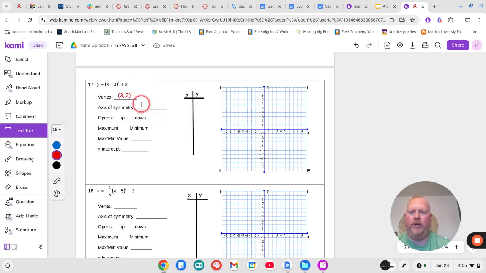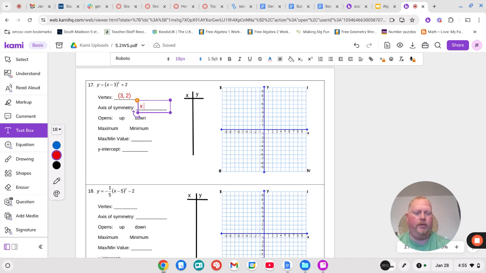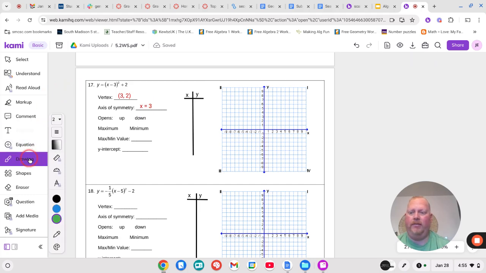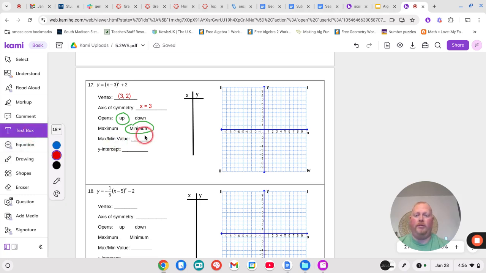Which means my axis of symmetry is going to be x equals +3. And then I don't see an a value up there, so the a value is understood to be a +1. So because it's positive, I know it opens up. And because it opens up, the vertex is at the very bottom, so it has a minimum value. And the value of the minimum is just going to be whatever the y-coordinate is. So 2.